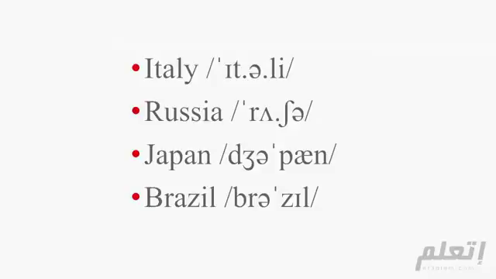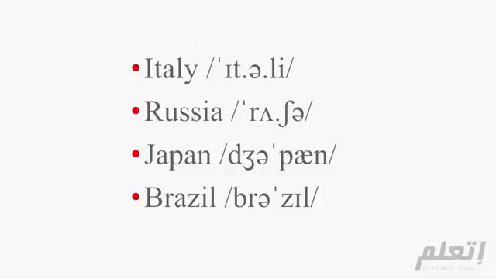Italy. This is how we say it. We don't say it that way, we say it with the stress on the first letter. Now look at the second country. Russia. We don't say it that way. It is Russia, because the stress is on the first letter.